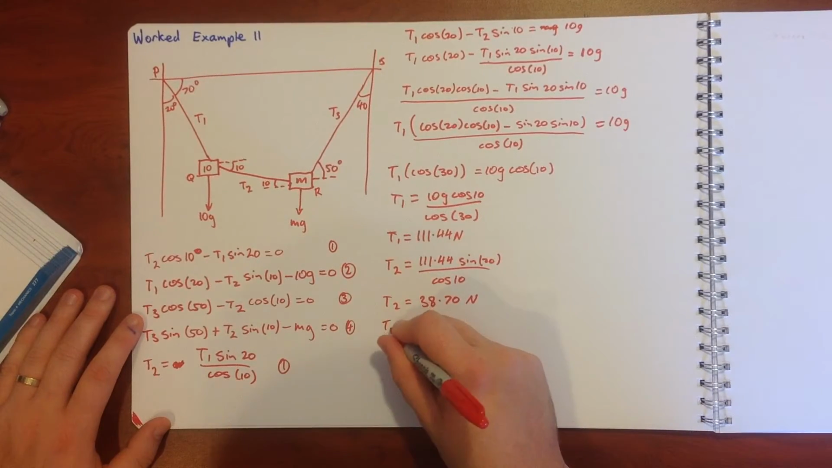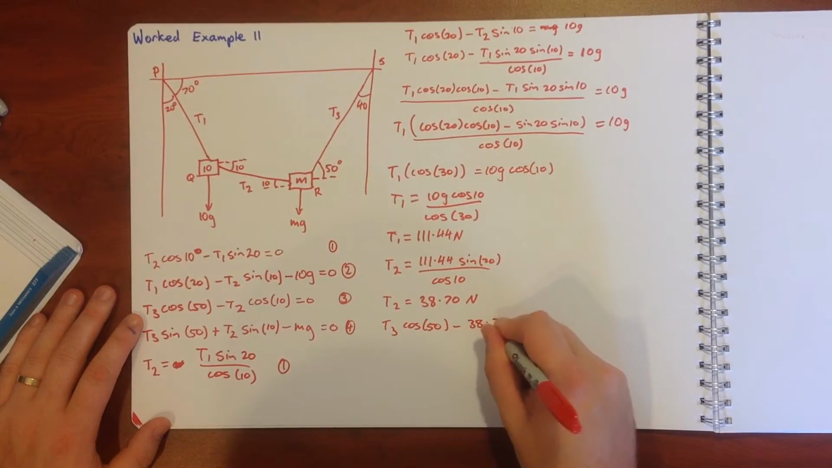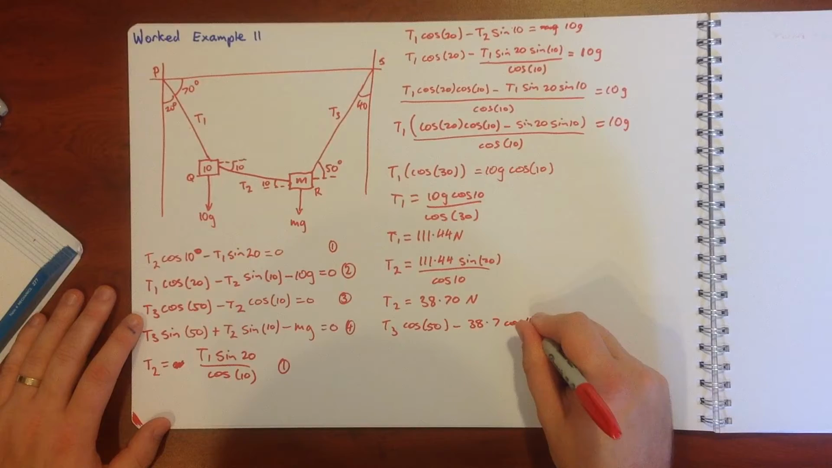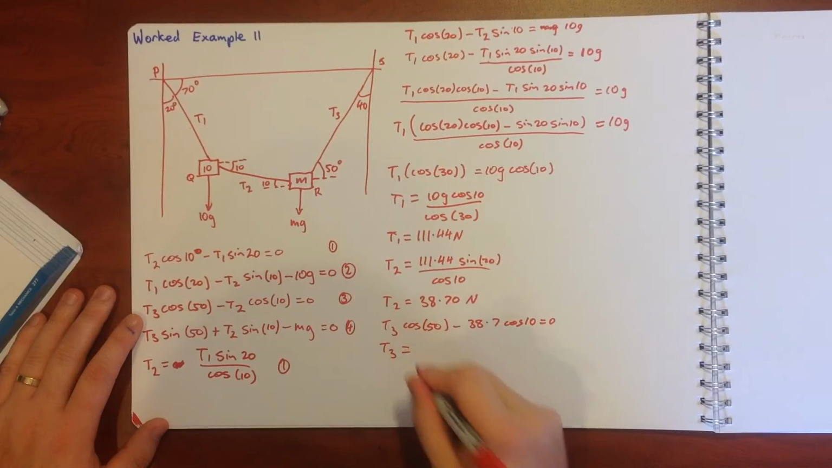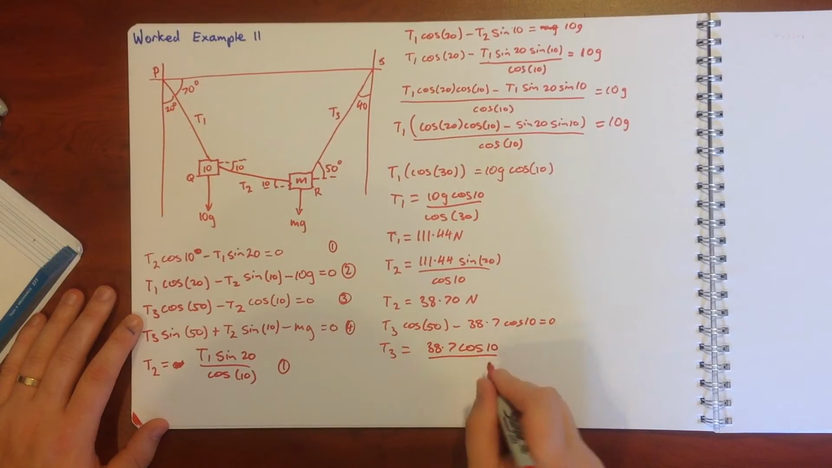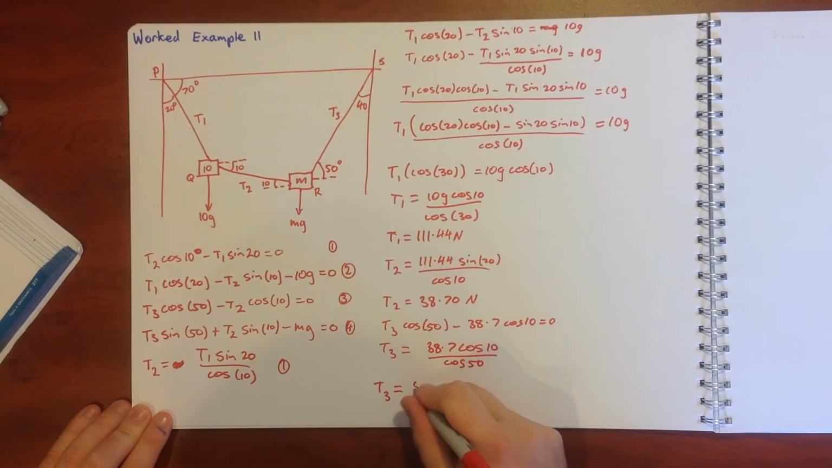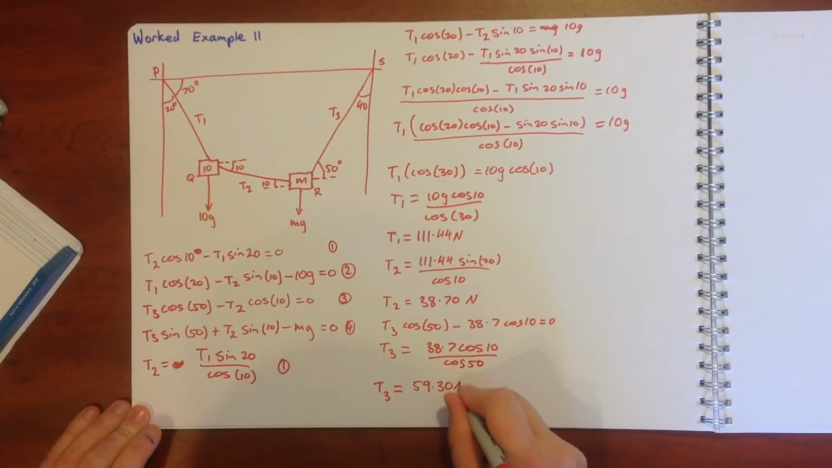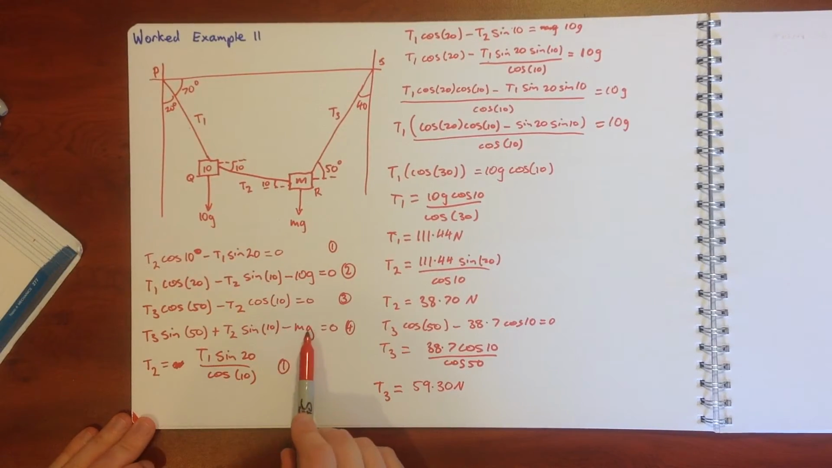So we can say, T3 cos of 50 take 38.7 cos of 10 equals 0. So our T3 equals our 38.7 cos of 10 over our cos of 50, and that gives us a T3 value of 59.30 newtons. Now that we've got that, we can solve our equation here for our m.